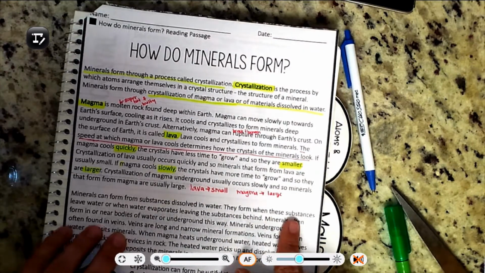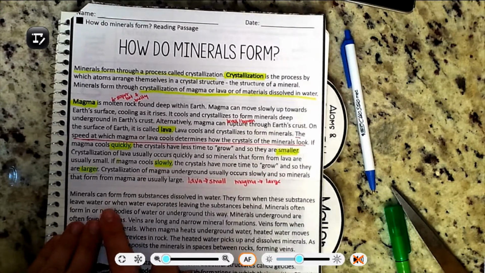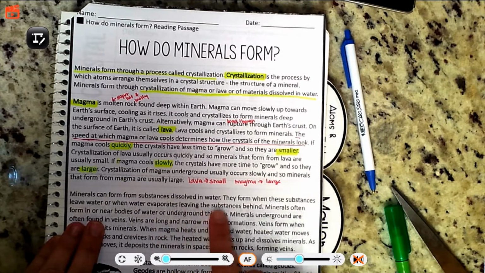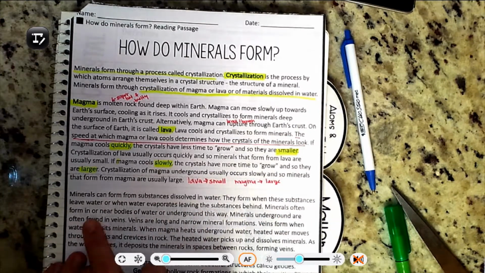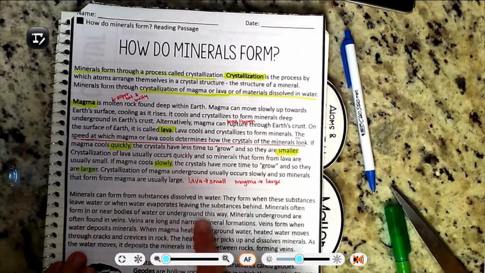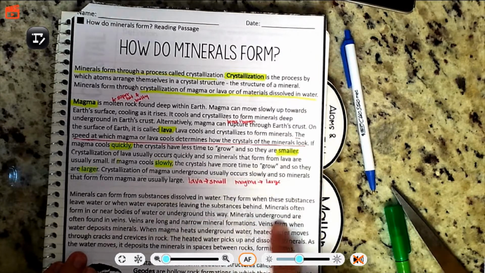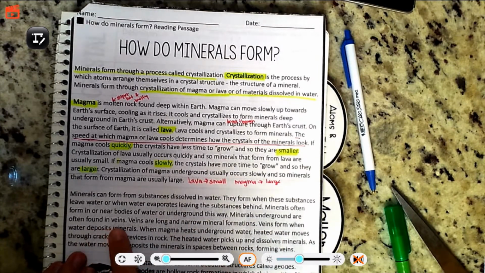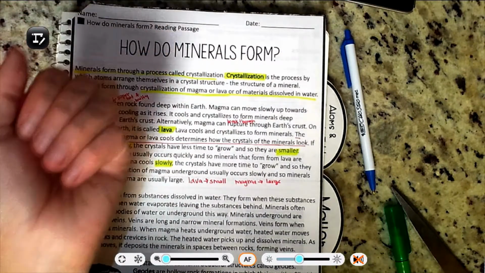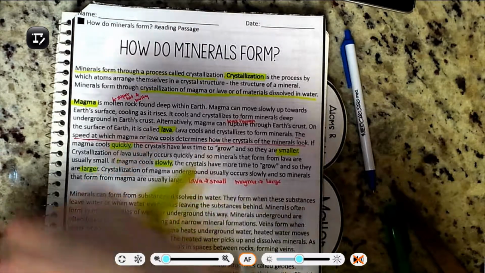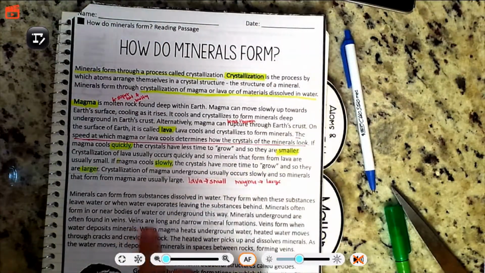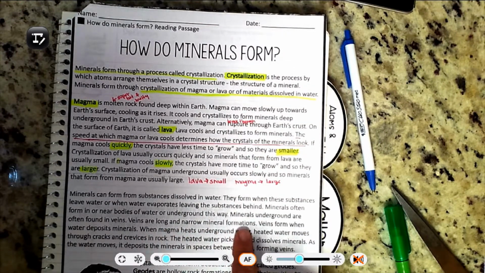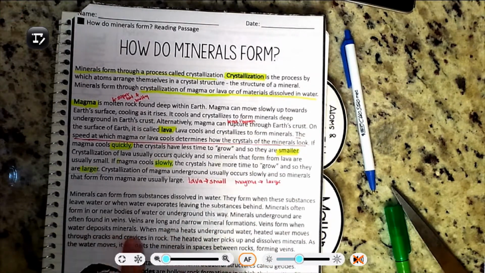Okay. Minerals can form from substances dissolved in water as well. They form when these substances leave water or when water evaporates, leaving the substances behind. Minerals often form in or near bodies of water or underground in this way. Minerals underground are often found in veins, so kind of like the veins in your body. We call it the same reason because they're long, skinny strands. Veins are long, narrow mineral formations. Veins form when water deposits minerals.